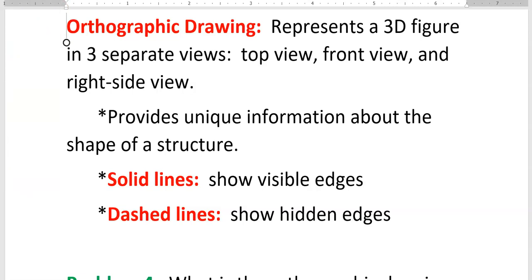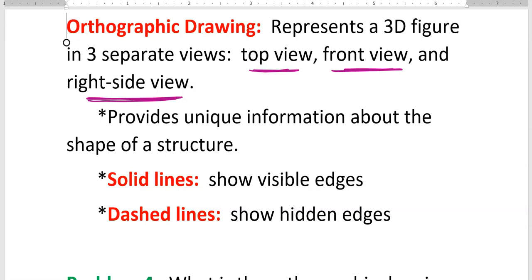An orthographic drawing represents a 3D figure in 3 separate views: the top view, the front view, and the right view. So with this one, those are the only 3 views that you guys are ever going to draw, and that's the only 3 that I will ask you for. It doesn't matter which one you do first, but you do have to signify which one is which. It provides unique information about the shape of a structure.